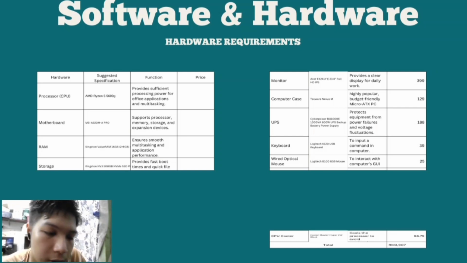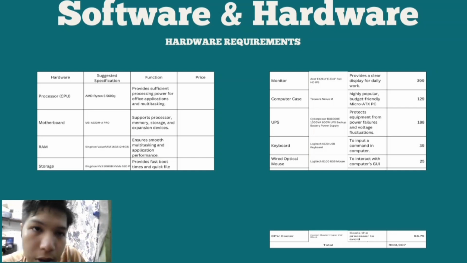For the speaker, we go with the Logitech Z120. The Logitech speakers provide clear audio for educational video presentations and multimedia learning activities. For the cooling fan, we pick Deepcool RF 120. The cooling fan improves airflow inside the computer case and helps keep the internal components at a safe operating temperature.